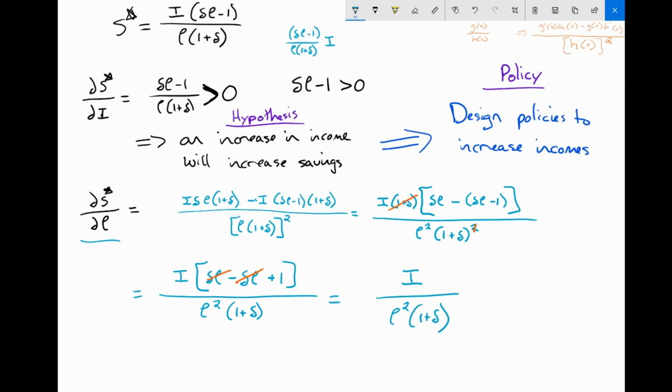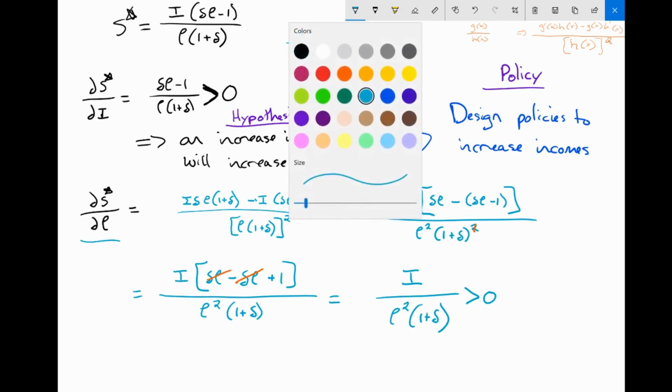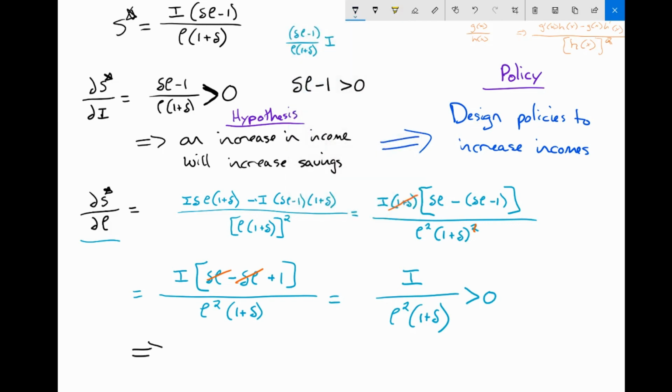All right, so how does a change in the return to savings affect savings? Well, if you look at this, you will see that this is a positive number. Income is positive, rho is positive, delta is positive, so all these numbers are positive. That means that this is positive, and if this is positive, then it has an implication. Hypothesis: an increase in return to savings increases savings.